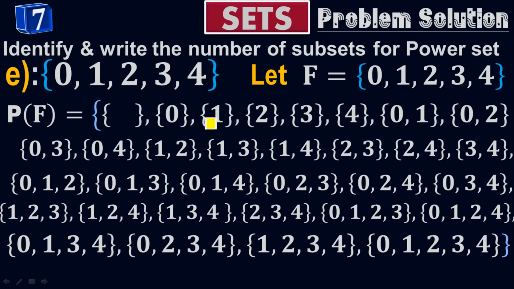At the end, I took all the elements together. So it is the set. This blue is the set of all the subsets of F. That's what we call the power set of F. So first we identified the number of subsets, which are 32, and then we wrote all the subsets for the power set, which is P of F.